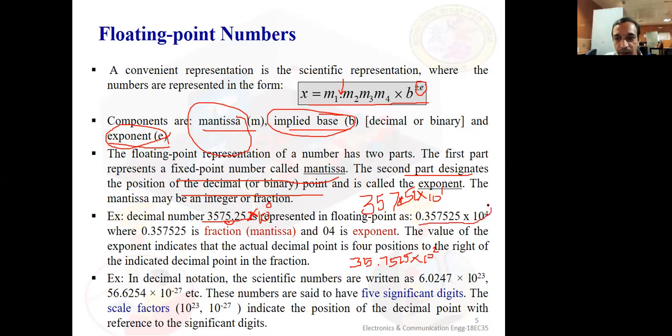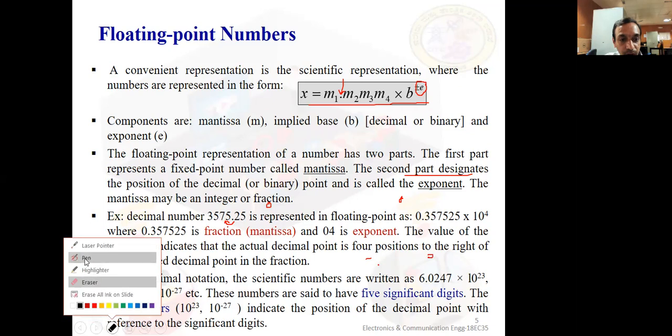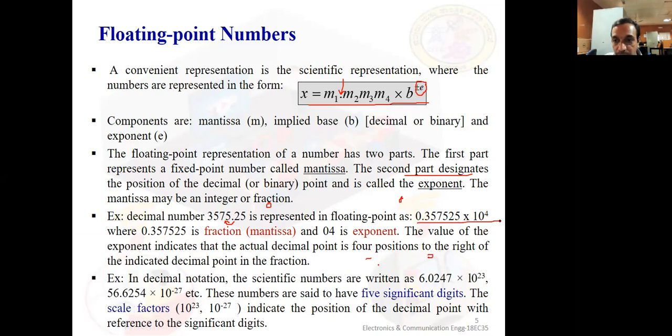Or similarly, for example, I have moved it 4 positions to the left. So I have increased the exponent from 0 to 4 now. You can see here, right? This is what I have done. So a floating point representation format means the decimal or the binary point is not fixed. We can rearrange this as per our convenience, our requirement, or the hardware specification.